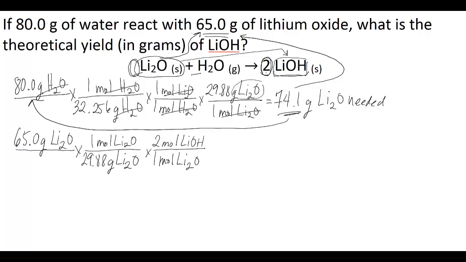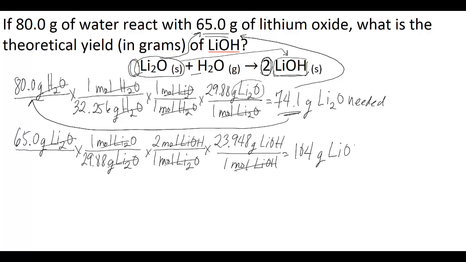So the next thing you want to do is get to grams of lithium hydroxide. You just figure out the molar mass of lithium hydroxide, which is 23.948 grams of lithium hydroxide per 1 mole of lithium hydroxide. Everything cancels out here except the units that you want, which are grams of lithium hydroxide, and you do the math, you'll get 104 grams of lithium hydroxide. So that is your answer. That is the theoretical yield based on the quantity given for the limiting reactant.